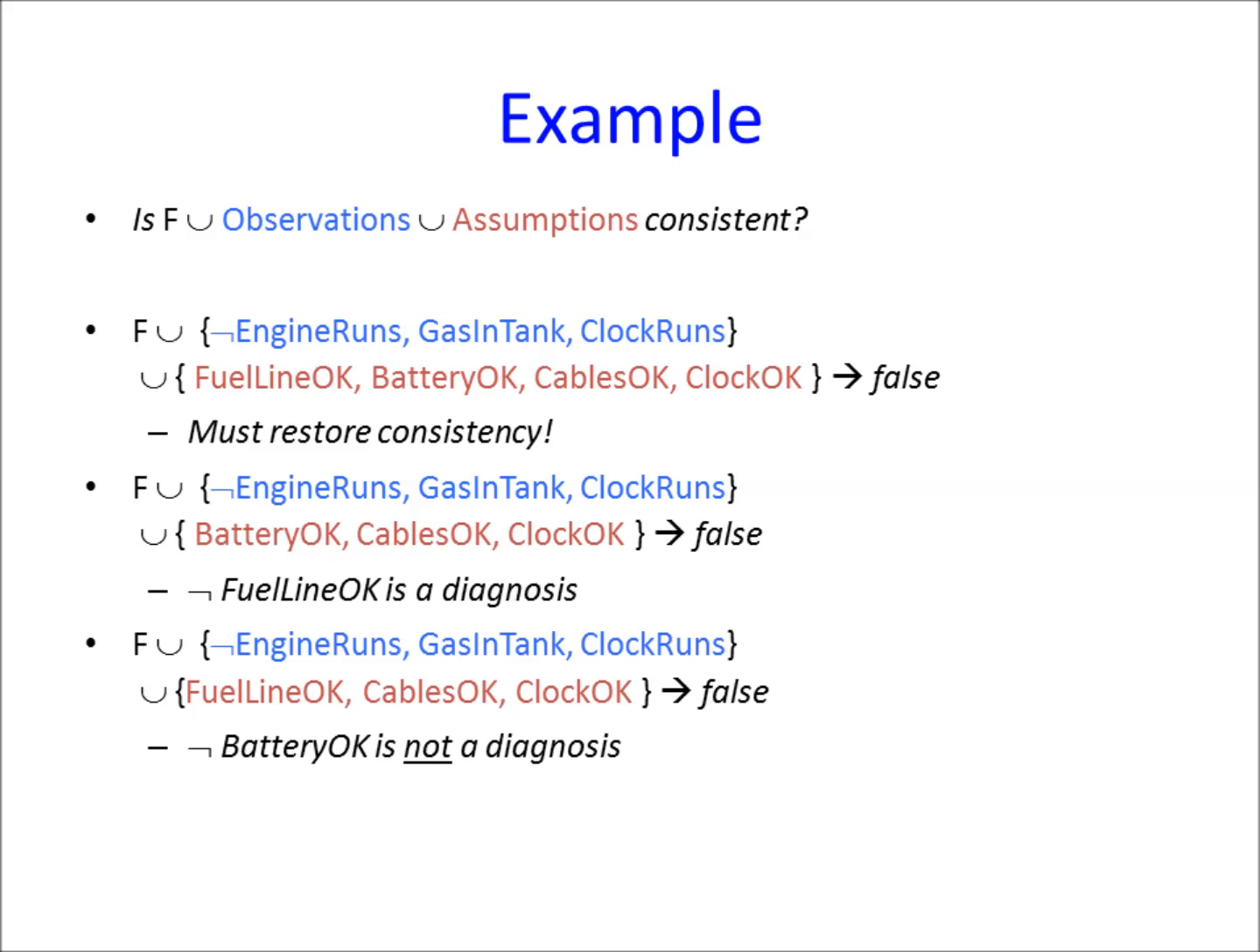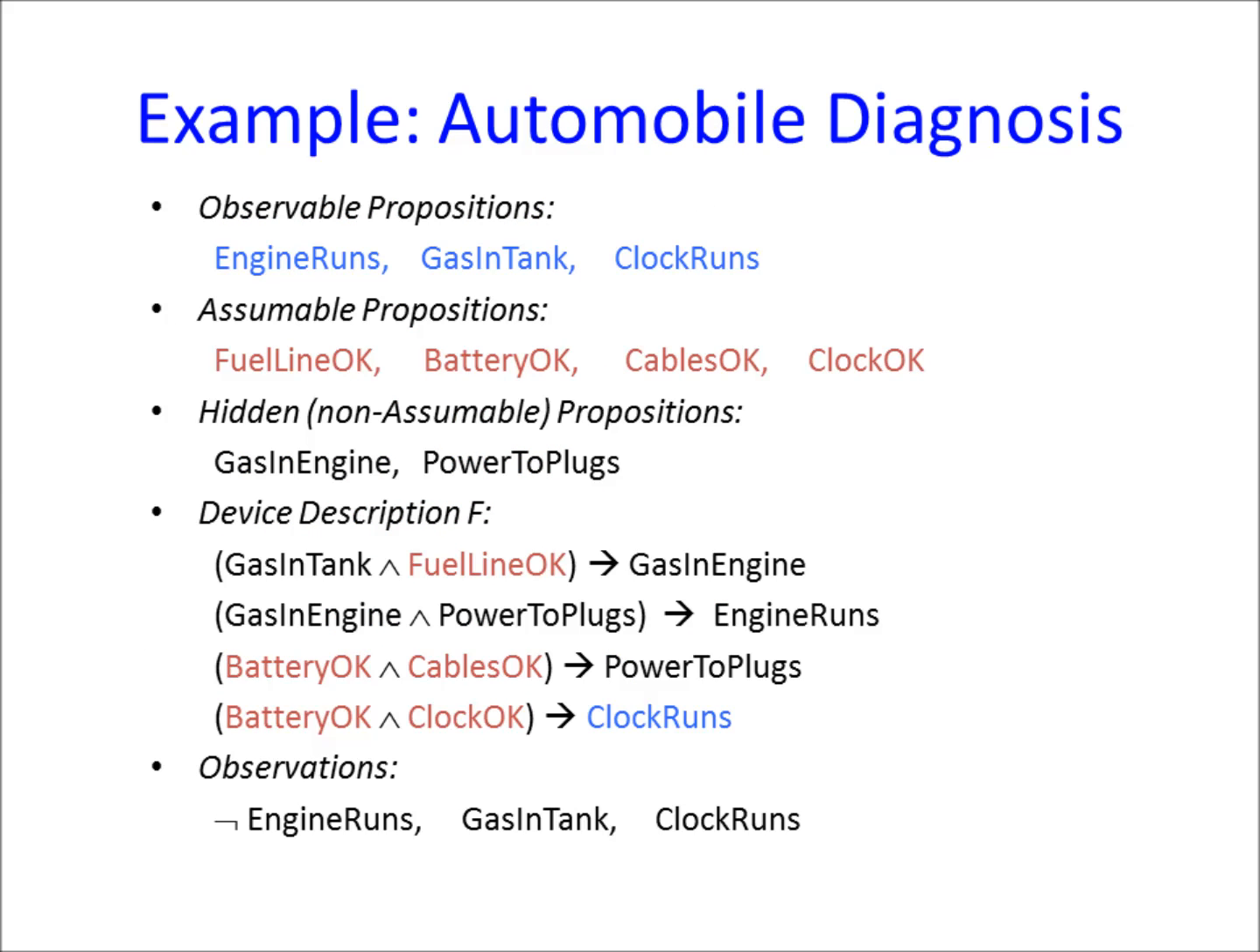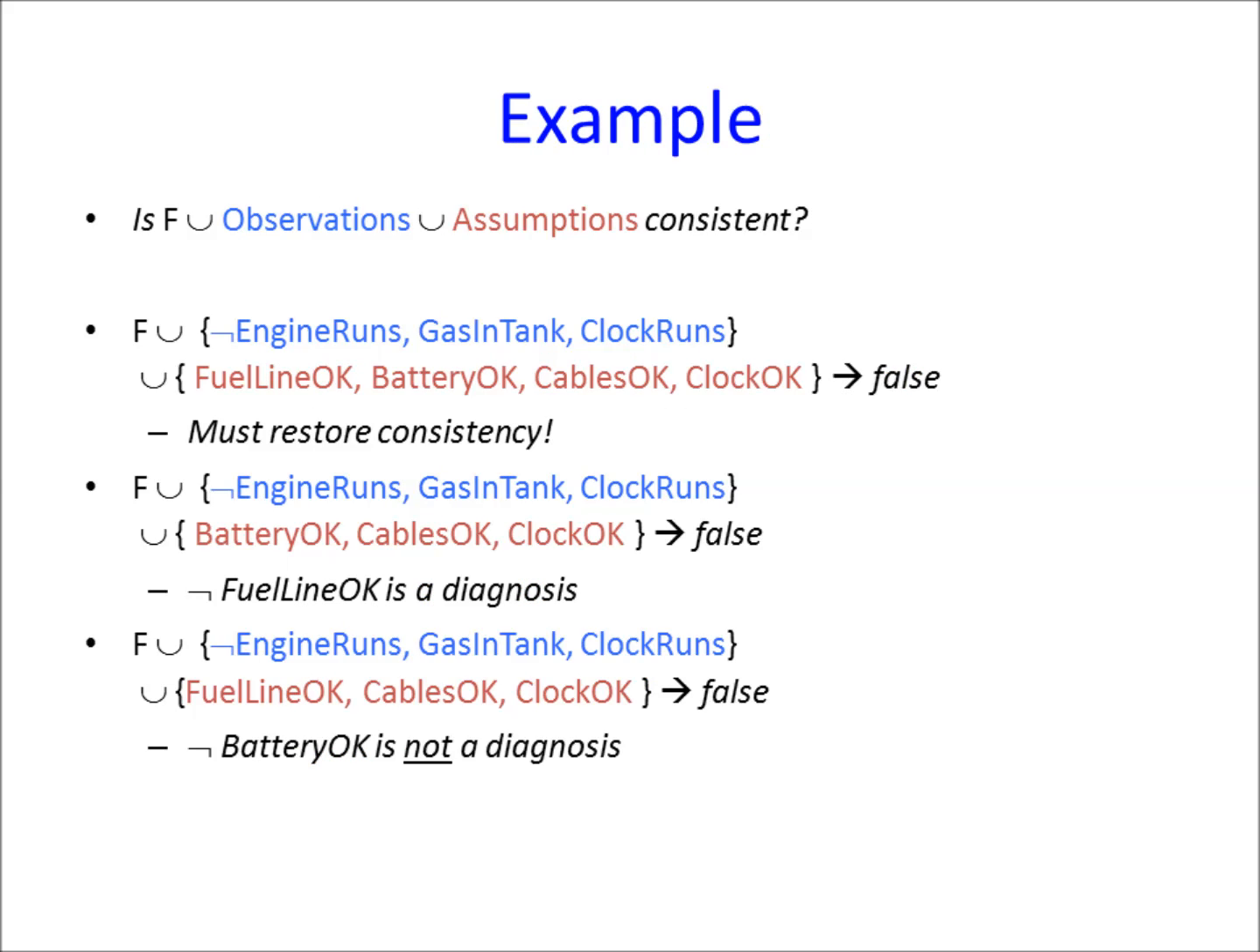So similarly, we can try with battery not okay, and just battery not okay will not give us a diagnosis. Why? Because clock is running. Because clock is running, battery has to be okay. That's it. So this is one example of using satisfiability for diagnosis. And let's skip.